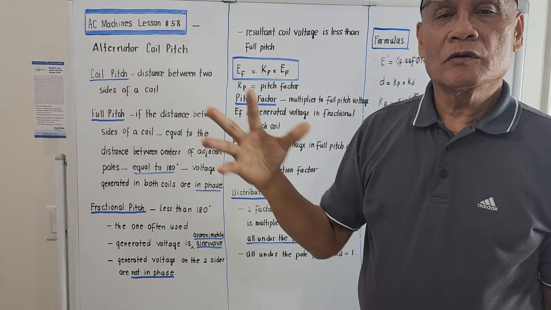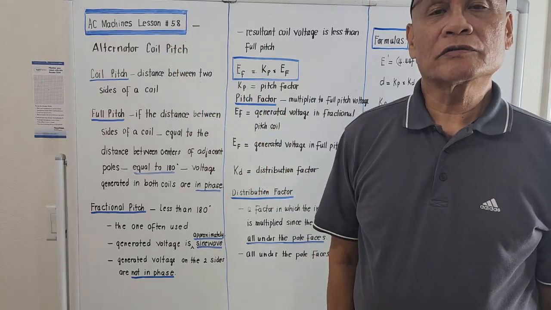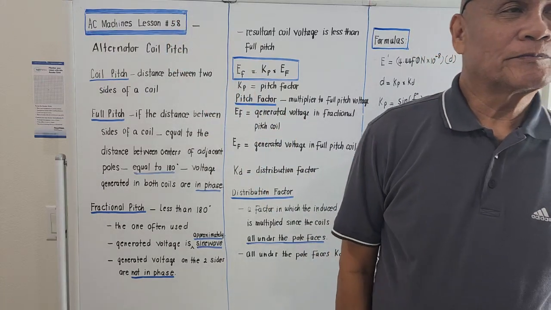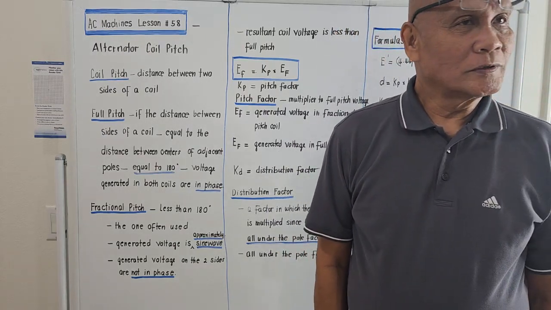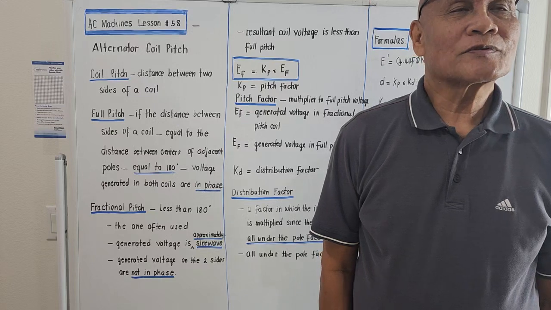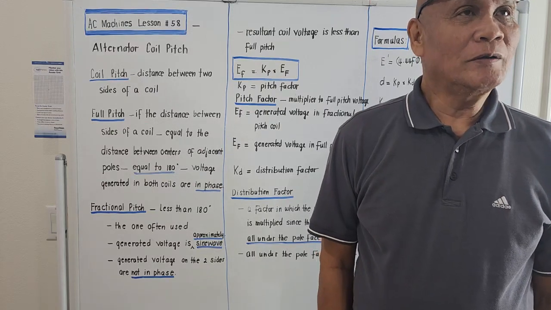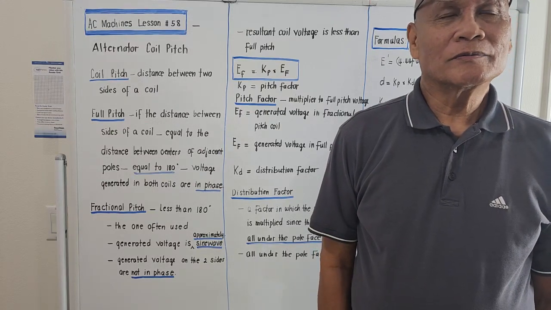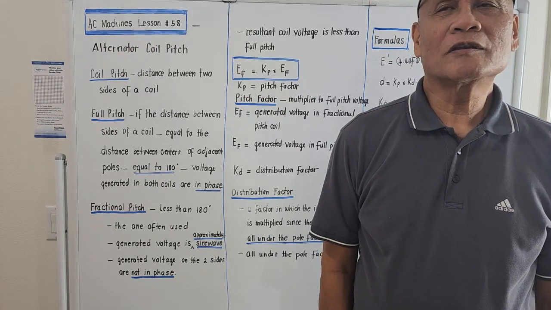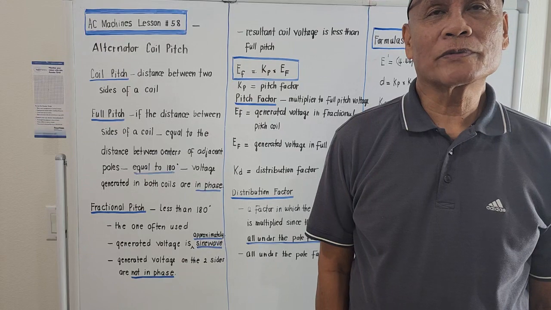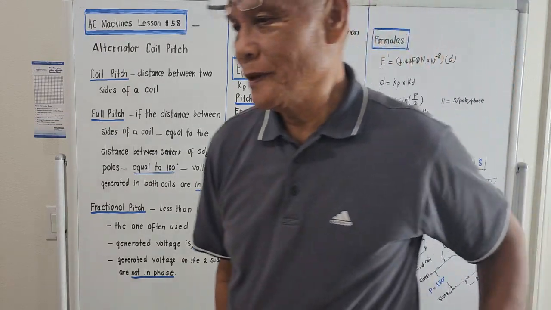My topic for tonight will be a continuation of my AC machines, and this is now lesson number 58. We are on the topic alternator generation, the so-called concepts and how we derive or bring out the needed voltage for our household or businesses. Okay, let's proceed.